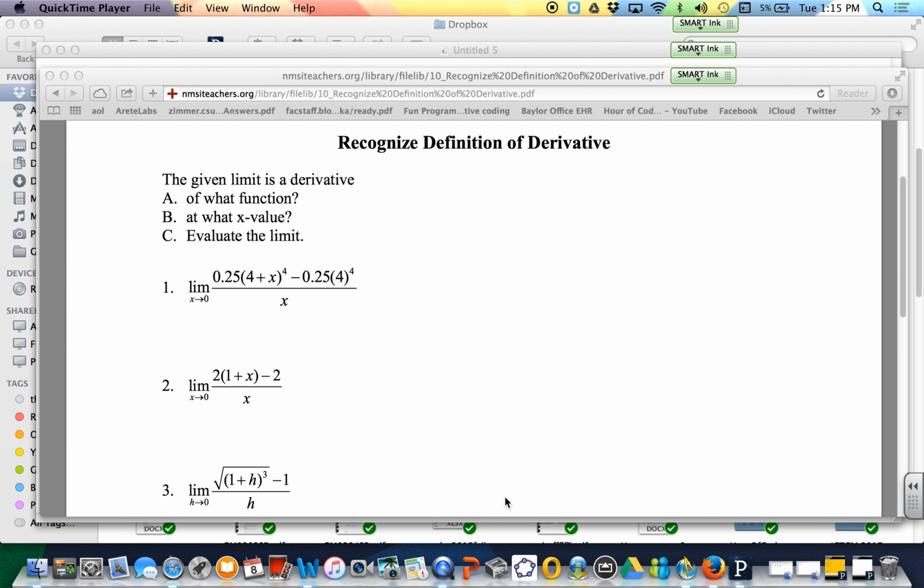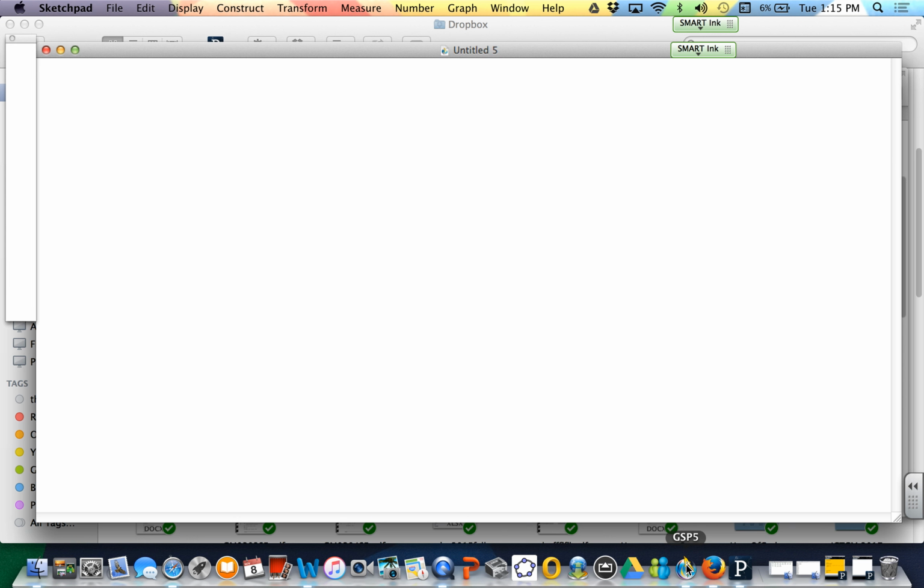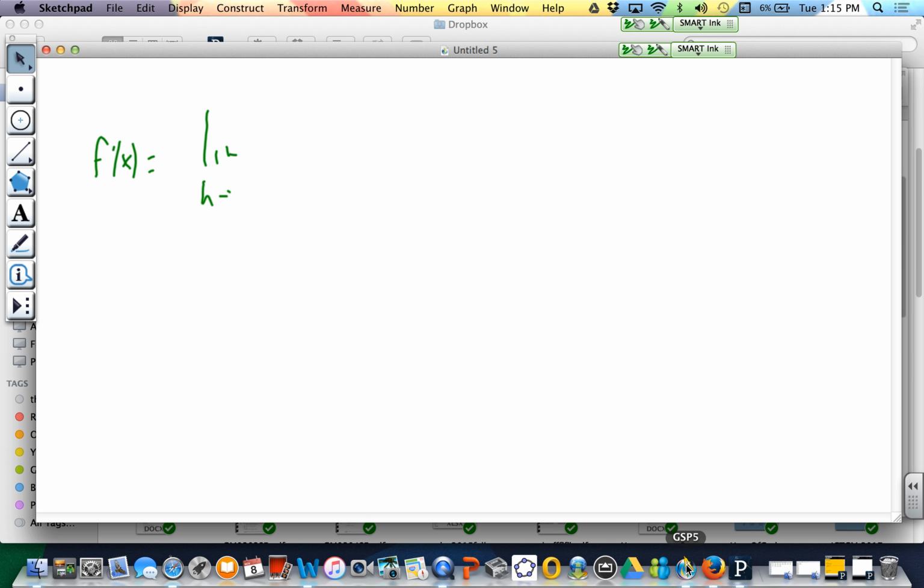I'm assuming that this is the worksheet to which you're referring. So before we look at that, I'm just going to go back to how we might approach the limit definition of the derivative first. Most textbooks might take f prime of x is equal to the limit as h approaches 0 of f of x plus h minus f of x divided by h.